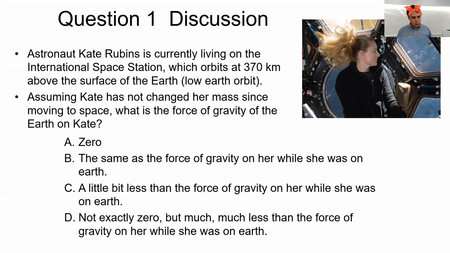So the first question was, astronaut Kate Rubins is currently living on the International Space Station, which orbits at 370 kilometers above the surface of the Earth, which is a low Earth orbit. Assuming Kate has not changed her mass since moving to space, what is the force of gravity of the Earth on Kate? And I'm thinking compared to what it was when she was down here on Earth. Is it 0?